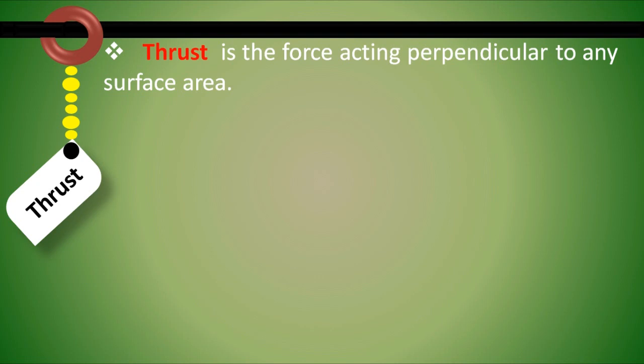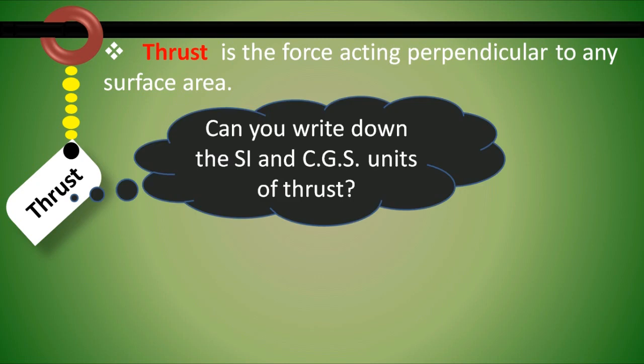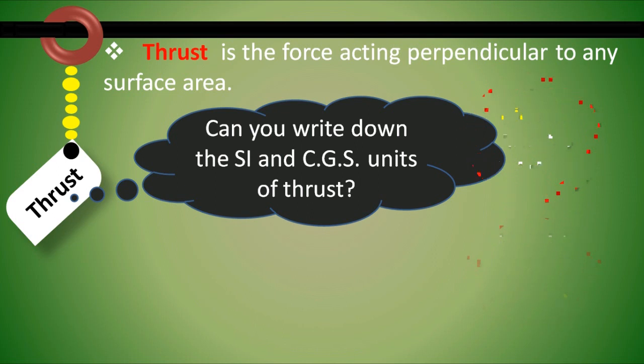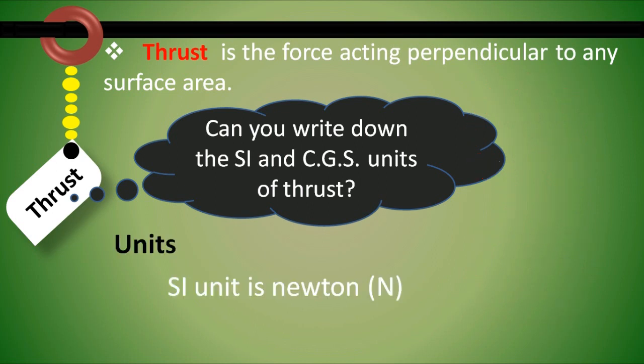Now, can you write down the SI and CGS units of thrust? Let me give you a hint. Thrust is also a force. Okay, units. SI unit is Newton. In short, we write capital letter N. CGS unit is dyne, and in short, we write DYN, dyne.